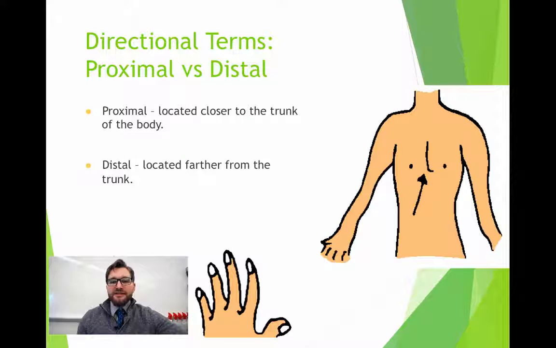Again, proximal and distal. Proximal is located closer to the trunk or to the point of attachment of an arm or a leg. Or we could even talk about proximal for the head. Proximal would be closer to the neck, would be close to the point of attachment, whereas the top of the head would be distal. It would be located farther from the trunk.